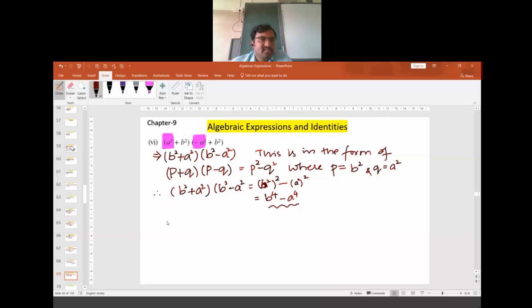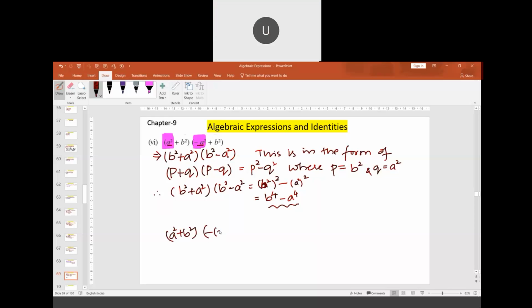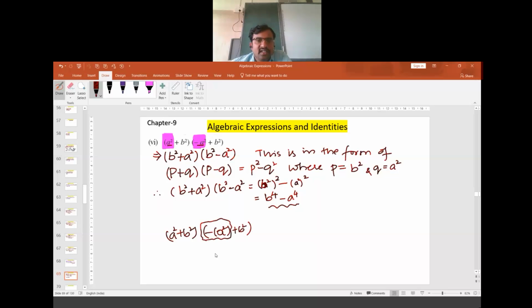Sir, using (a square plus b square) whole square, can we also solve? We cannot use (a square plus b square) whole square because the terms are changed. Here it is positive, here it is negative. Sir, but in minus a square, we can put plus, minus a square. It will not change sign, but minus will be there. You are saying that it can be written as (a square plus b square) into minus of (a square plus b square). I do agree, but this is one term. So it cannot be.